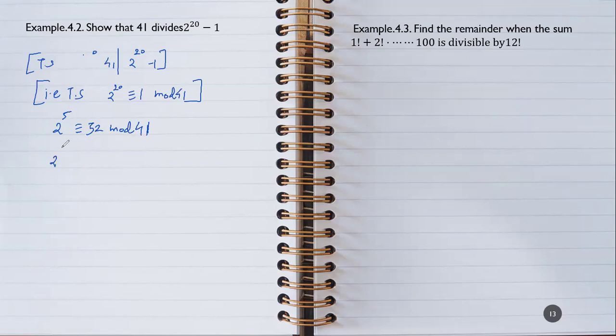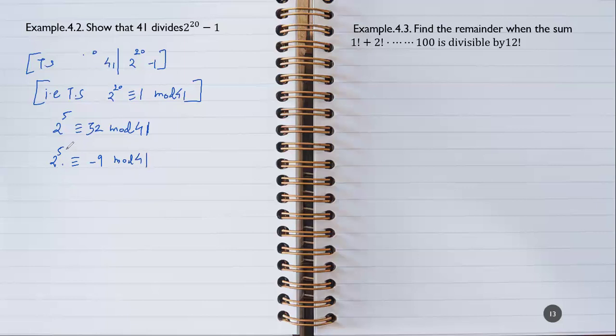I can raise 2 to the power 5 to the power 4, but that will be difficult for you to calculate. Or I can say 2 to the power 5, and if I multiply by 2 then it will be 64. Can I say that it will be minus 9 mod 41 here?